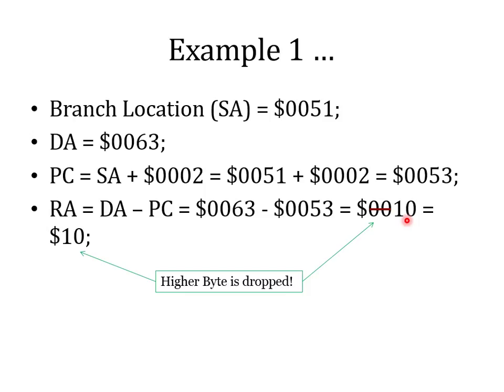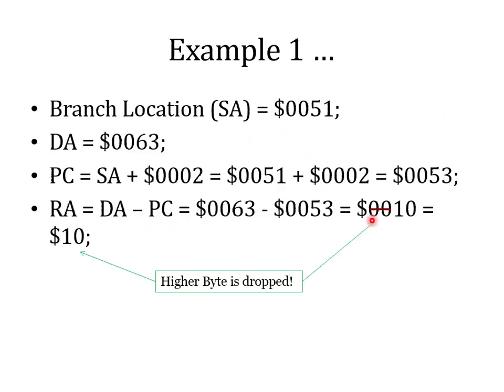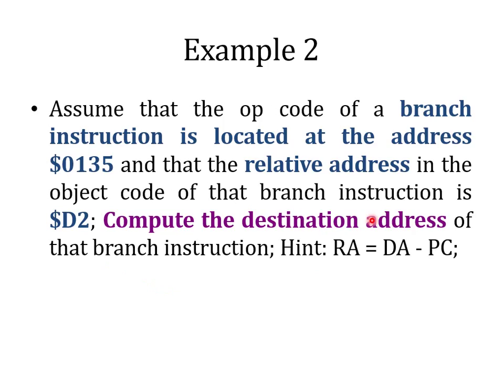So what is the high byte here? Notice the higher byte is dropped. But be careful. Whenever you drop the higher byte, it must be 00 or FF. If it is not 00 and not FF, you cannot calculate the relative address. The relative address will be illegal. Let's look at another example.